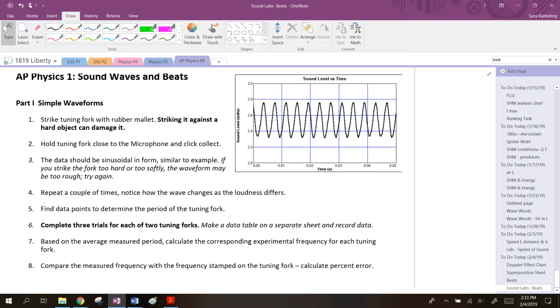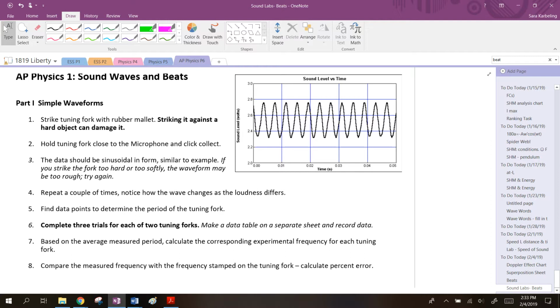You should get data that's sinusoidal in form, so it should look something like that, okay? If you strike the fork too hard or too soft, it might look yucky. Just like last time, try again. You can get it. I know you can. Repeat a couple of times. Look how the wave changes if you get it louder or softer. Probably you can predict it, but I want to make sure you've seen it.